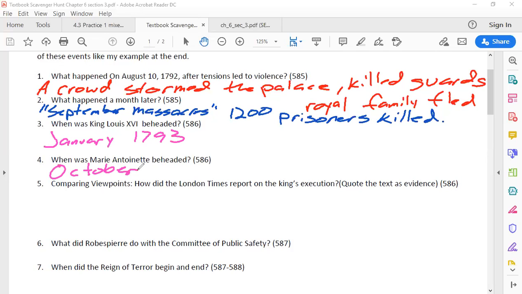Question number 5 asks us to compare viewpoints. Or actually, we're not going to compare them as much as we're going to look at how the London Times looked at this. So we said that the popular press in France celebrated the death of the Queen and presumably the King. We want to look, how did the London Times, London being in England, right? This is a neighboring kingdom. The London Times, how did they report on the King's execution?